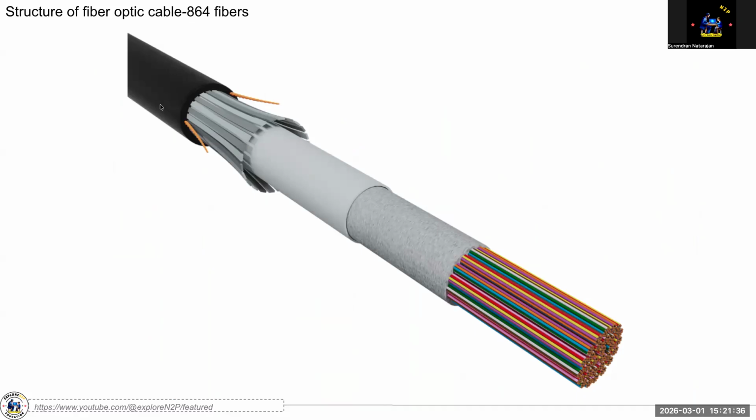This is cable. Duct is different. There is an inner duct and an outer duct in the duct. Fiber cable means inside there are multiple fibers. In this one cable, there are 865 fibers, or 865 fiber strands. We can say strand.